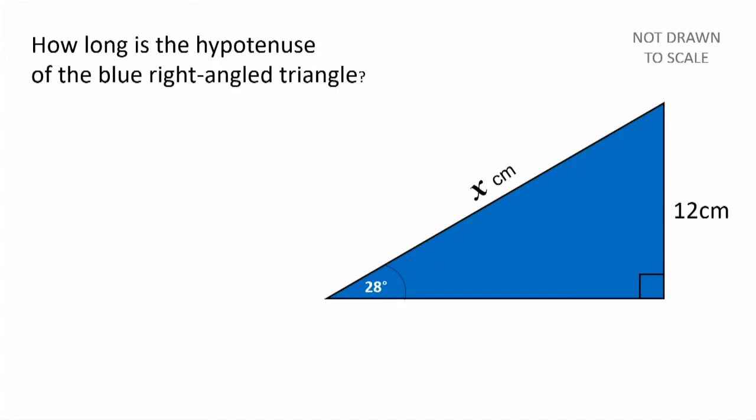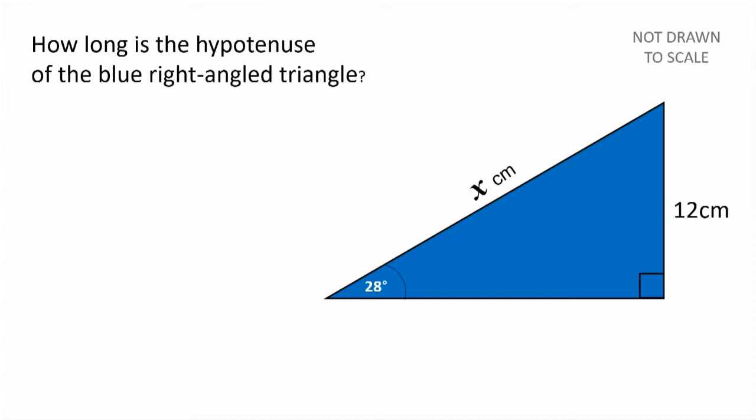So let's see if we can put that to use. Here we have our right angle triangle, and I can see an angle of 28 degrees. I can see the opposite is 12 centimeters long, and we don't know how long the hypotenuse is. We have to work it out. So at the moment, let's just call it x.